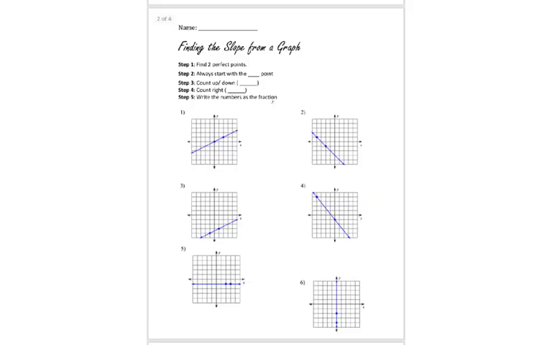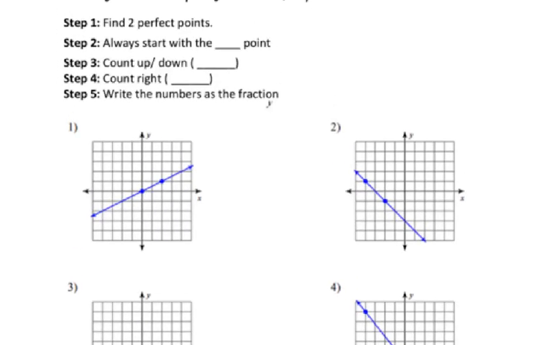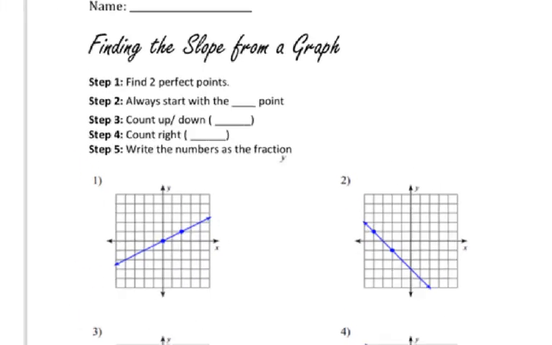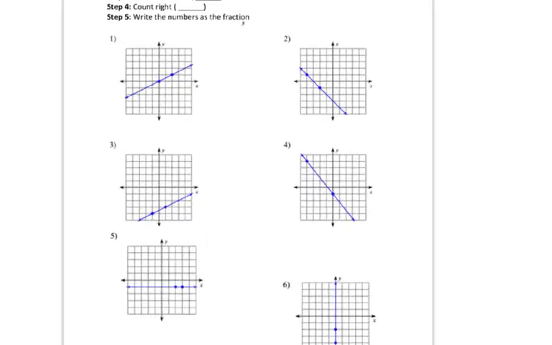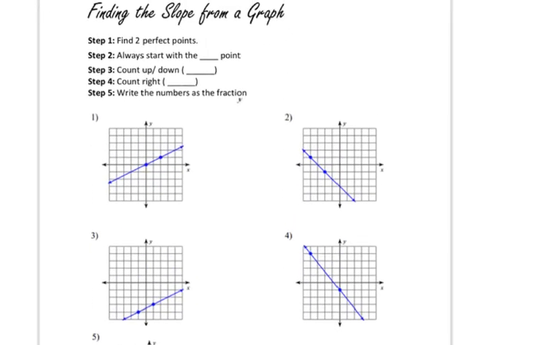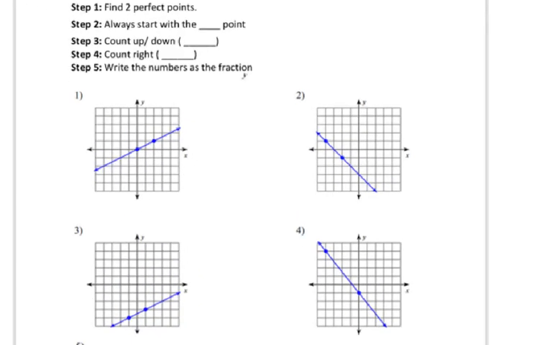So this time, instead of graphing the slope, we're going to write what the slope is. Let's do it like this. Okay, so finding the slope from a graph. So it says find 2 perfect points. A perfect point is a point that hits right in the corner of the box. They gave us 2, how nice. So I'm always going to start with the left point to be consistent for myself.